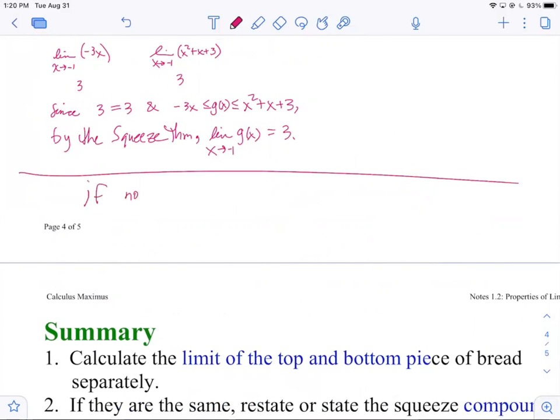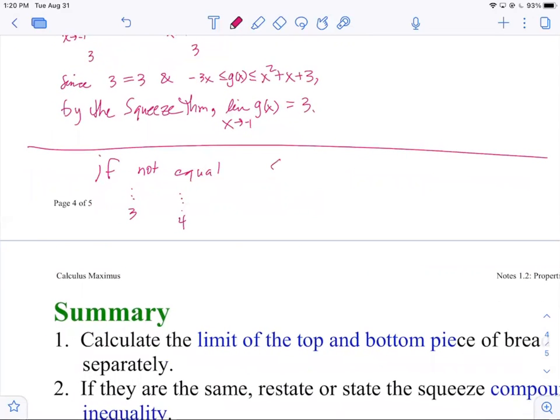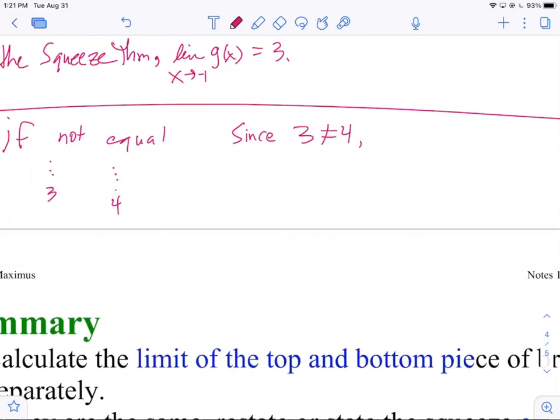If not equal, okay? So let's say you have the notation all fully intact, and one of them is 3, and one of them is 4, okay? Since 3 does not equal 4, do you say the limit as x goes to -1 of g of x is DNE? No, the limit still might exist. We just don't know what it is. It's going to be something between 3 and 4. So you can say since 3 doesn't equal 4, or 100 doesn't equal 1, whatever, the squeeze theorem does not apply.